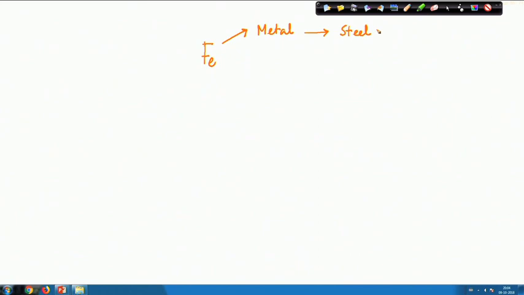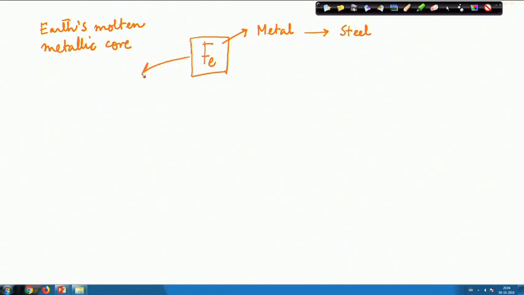So, what other thing is there? Iron is also a very good source for us, because we all know it is in the earth's core. It is basically present there in the earth's molten metallic core. So, it can therefore also be found in the soil or on the earth's crust. So, how do we get this in our earth's crust?